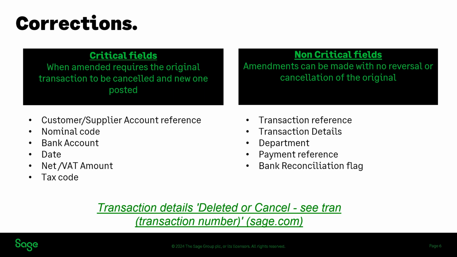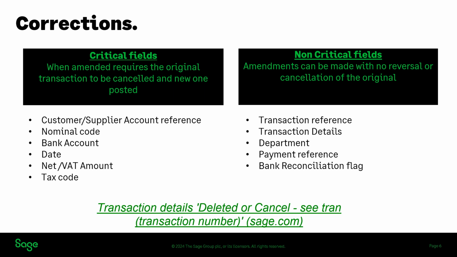We do have non-critical fields. These tend to be the text information or the details of the transaction, and you can amend these without having to reverse or cancel the original transaction. That includes things like the reference, the details option, the department, payment reference, and your bank reconciliation flag. You can amend these, it will make the amendment and it won't create a new transaction. So that's the difference. That's why some transactions delete and create a new one, and other transactions will just make the change that you've applied.